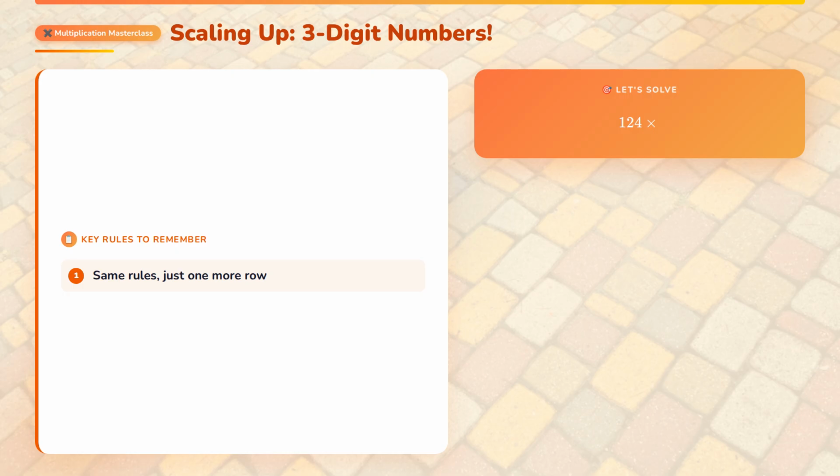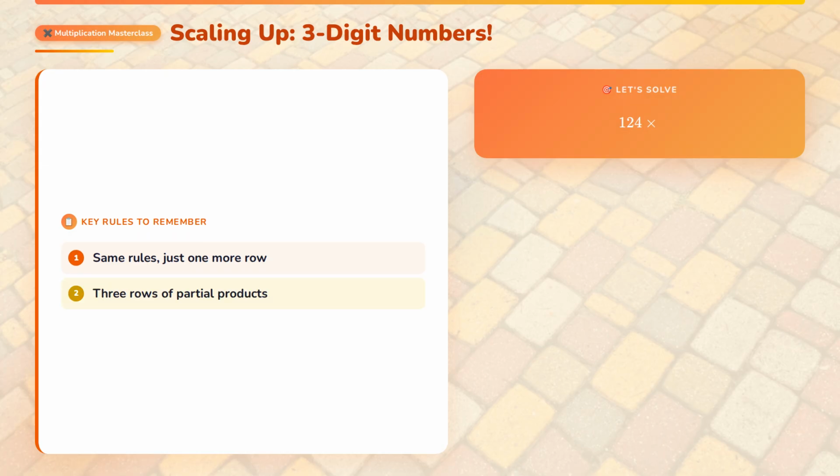Ready for the next level? 3-digit numbers. Here's the awesome news. It's the exact same process, just with one extra step. When you multiply a 3-digit number by a 2-digit number, you still multiply row by row.